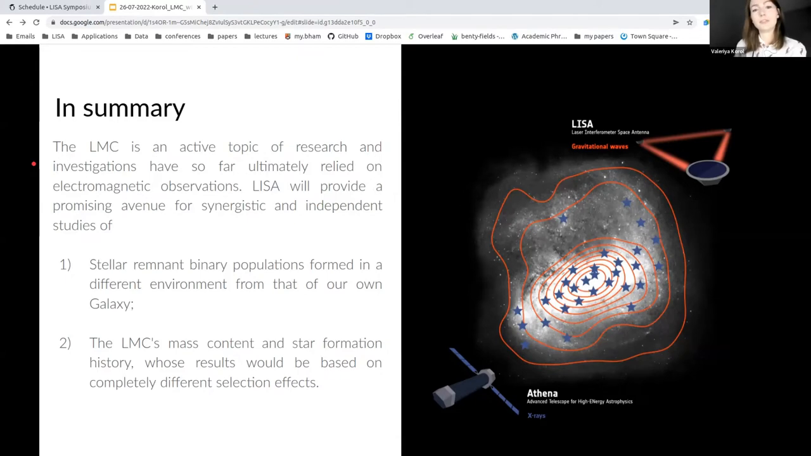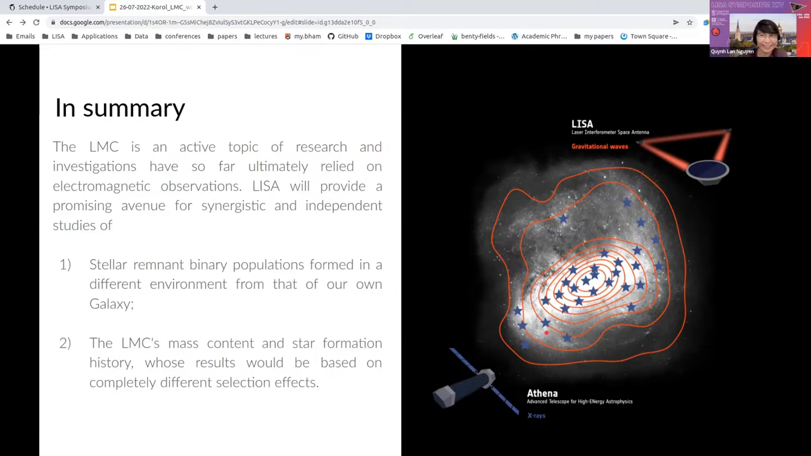Yeah, so it's 50 kiloparsecs away, so that's quite a lot for dim stars like white dwarfs. However, if they are accreting, as I'm showing here with the stars, then we can see the X-ray emission produced by accretion, and so you can see them, for instance, with X-ray telescopes. So that's a very promising multi-messenger way of combining gravitational waves and electromagnetic waves for the LMC.